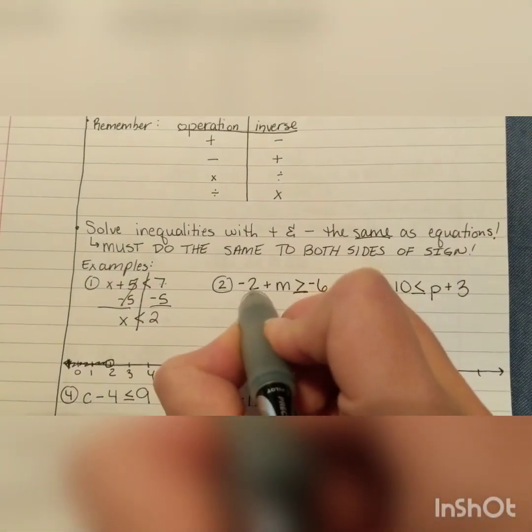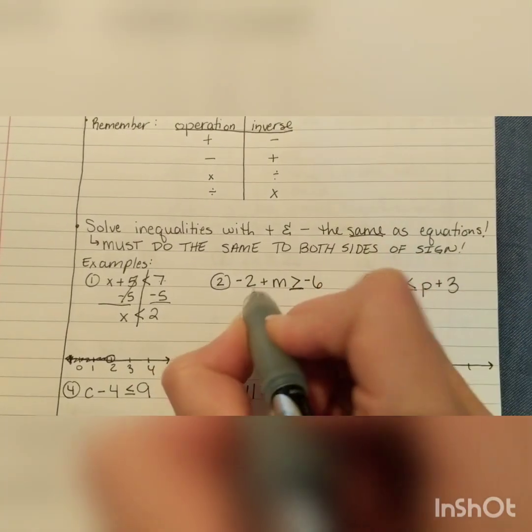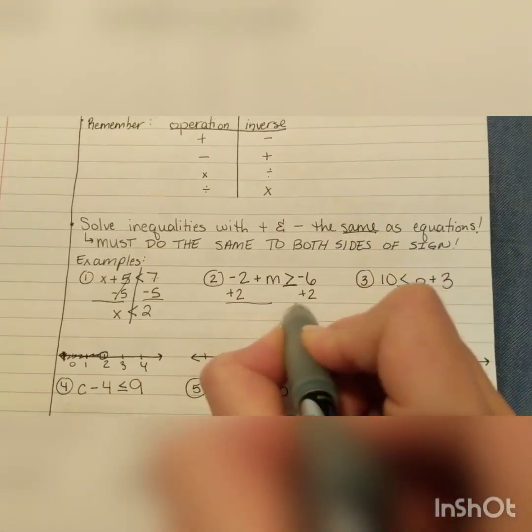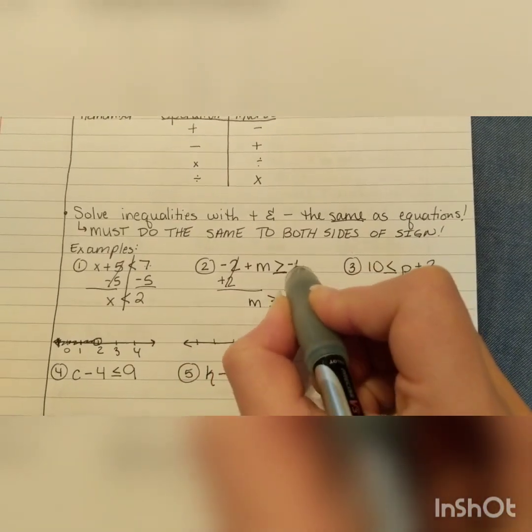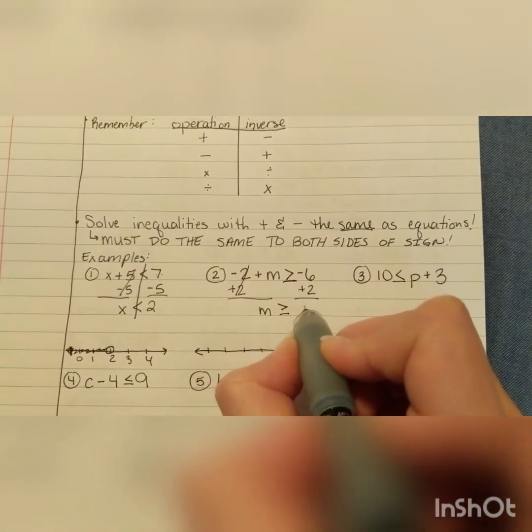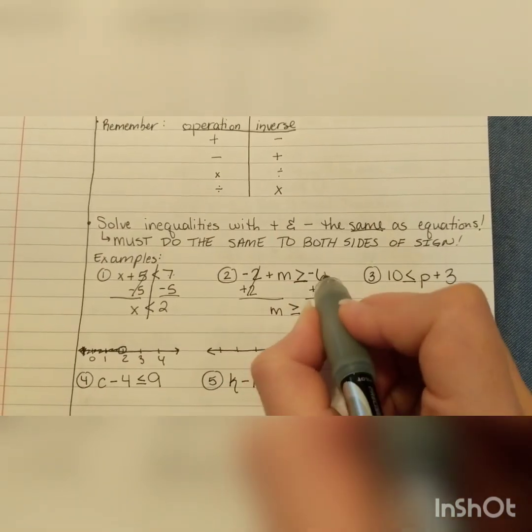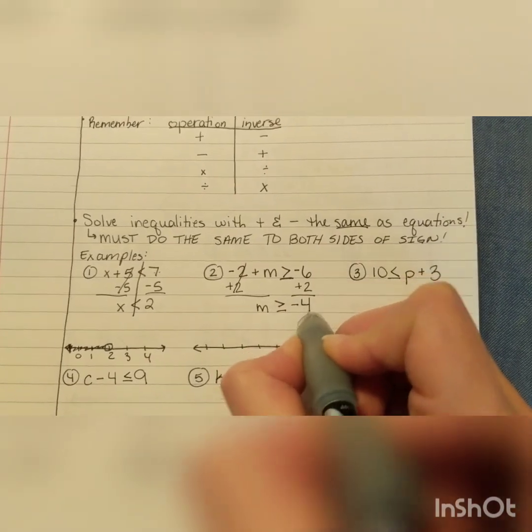I identify my negative. That means I am subtracting this 2. I'm going to do the opposite by adding it to both sides. M is greater than or equal to negative 6 plus 2. They have opposite signs. When they're different signs, we're going to subtract. 6 is bigger, it's negative, so my answer is negative, and 6 minus 2 is 4.